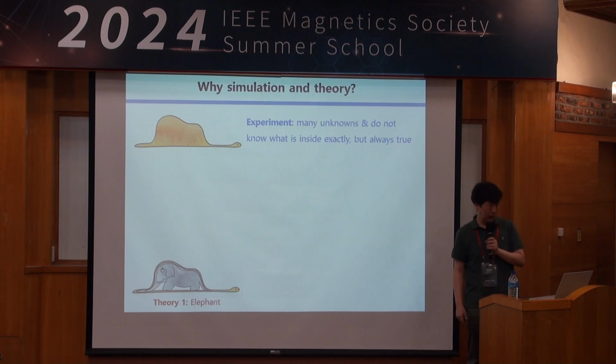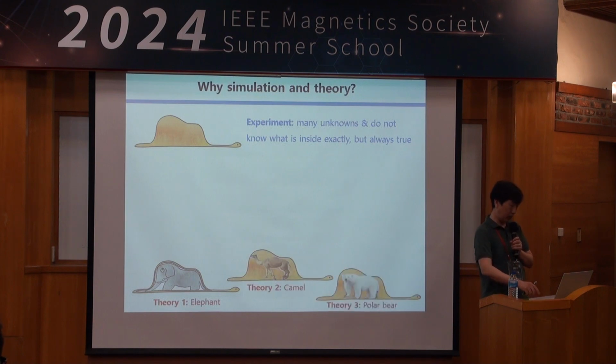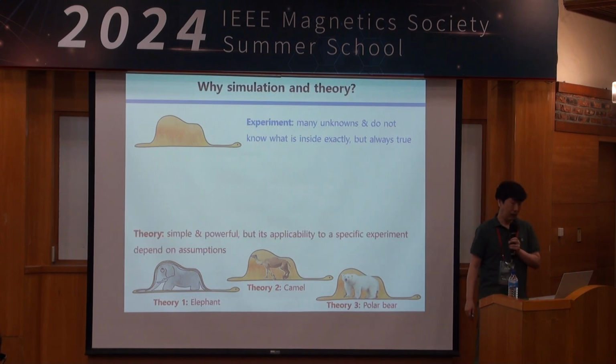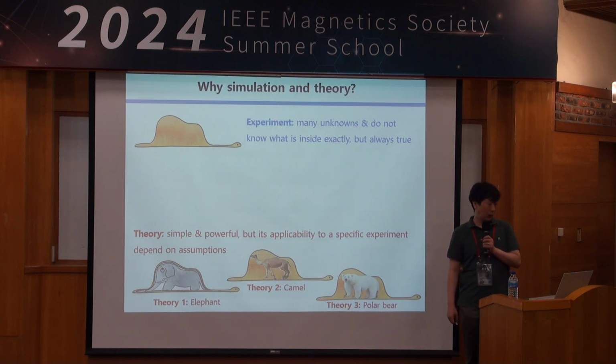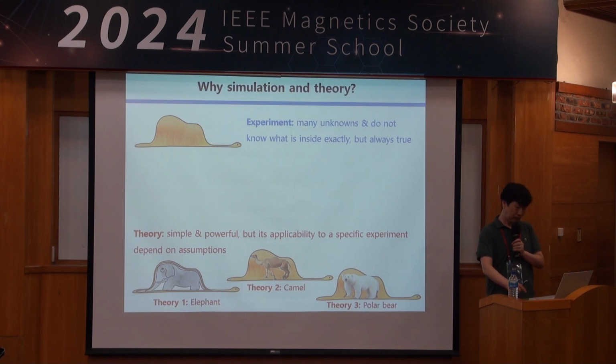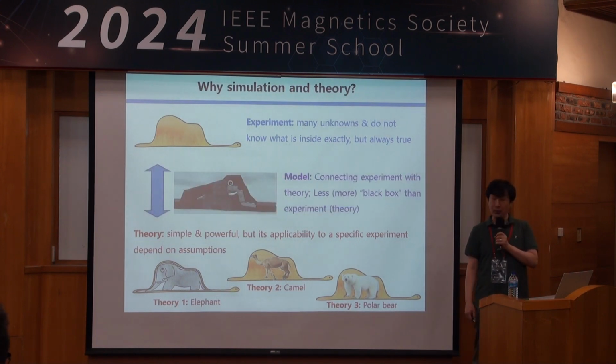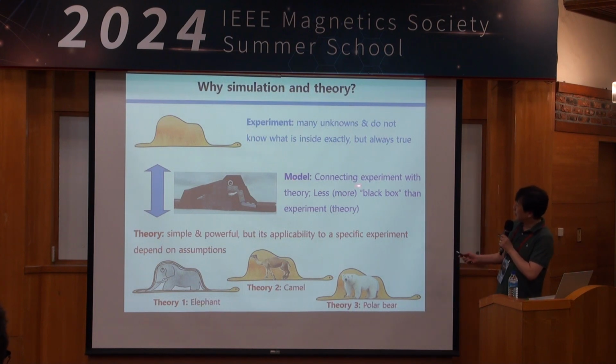In contrast, the theory is based on assumptions. You may have different theories, elephant, camel, polar bear, and then you may discuss with the experimentalist to check, please exclude camel by measuring this, or polar bear, and so on. One thing that we have to be careful about is that the theory is not always correct, because it is based on assumptions. So you have to be very careful to check if the assumptions used for that theory work for your experiment. And numerical modeling is located in between, so that connects the experiment with theory.